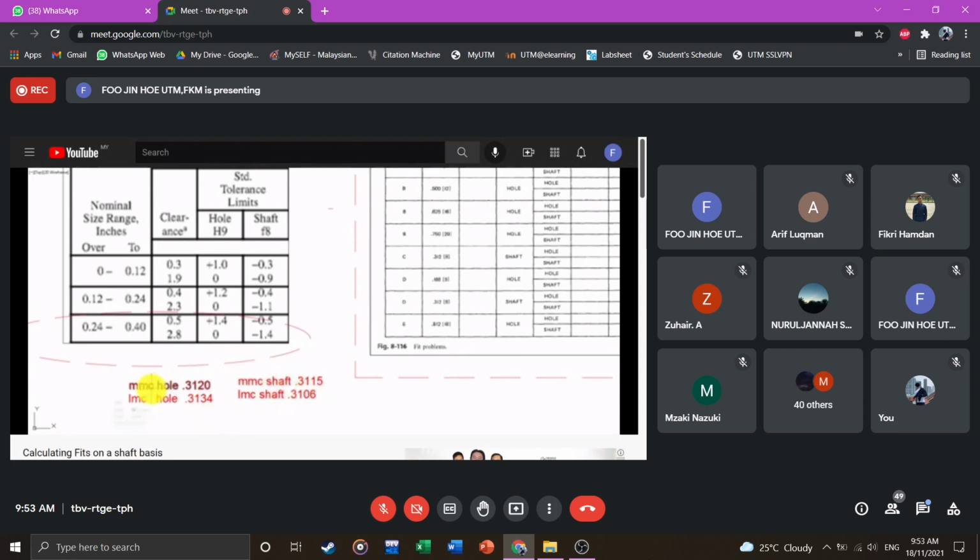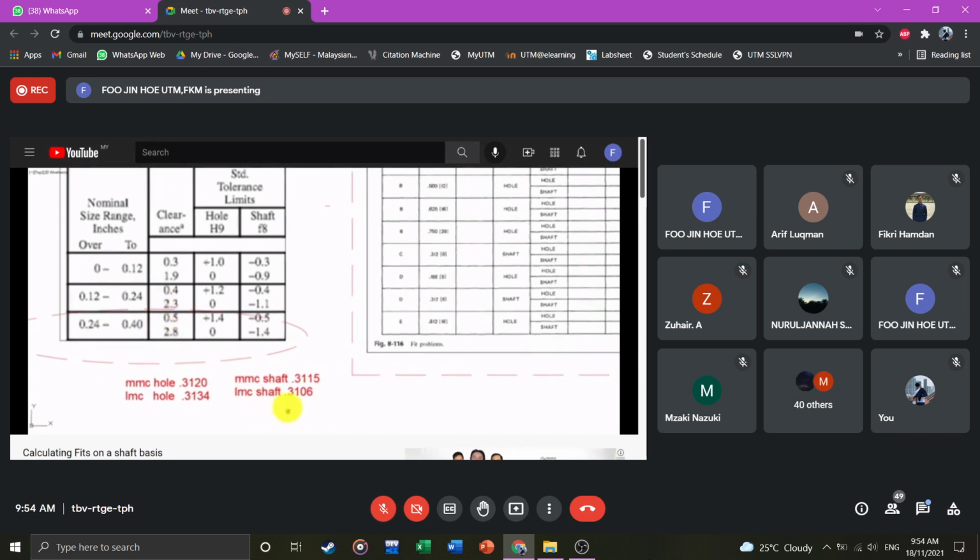So if we look at max material condition size of the hole, max material condition size of the shaft, the difference between those two is 0.5 of a thousandth of an inch, which is represented right here as the minimum clearance. Look at the least material condition size of the hole and the least material condition size of the shaft, and the difference between those two is 2.8, which is the maximum clearance. Those numbers have to apply no matter what.